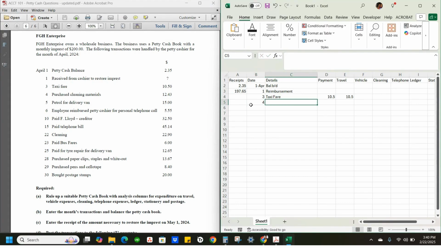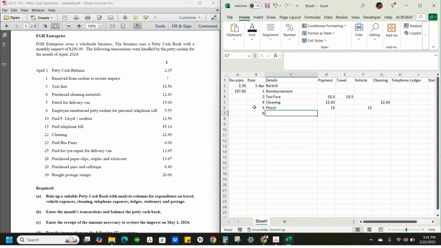On the 4th, which is the next day, we had purchases for cleaning supplies. We can just type the word cleaning, and that was for $12.43. Go over to the cleaning column and we enter that there as well. On the 5th, there was purchase of petrol for the van. This was $15. Go over to vehicle and we enter 15.